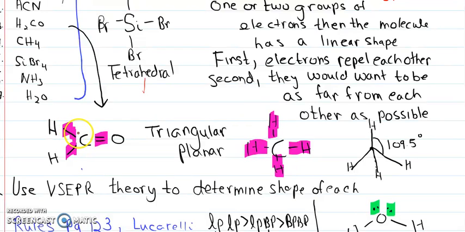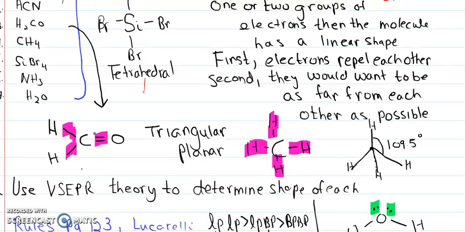Remember that although there are four electrons in the double bond, for our sake we'll just call it one group because they're together. We'll just call it one group of electrons. This is the second group of electrons and the third group of electrons. So in total, you have three groups of electrons.